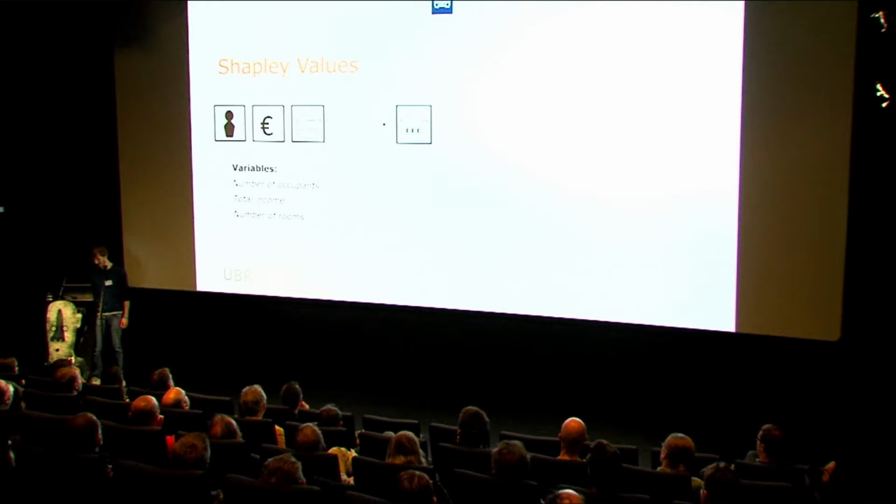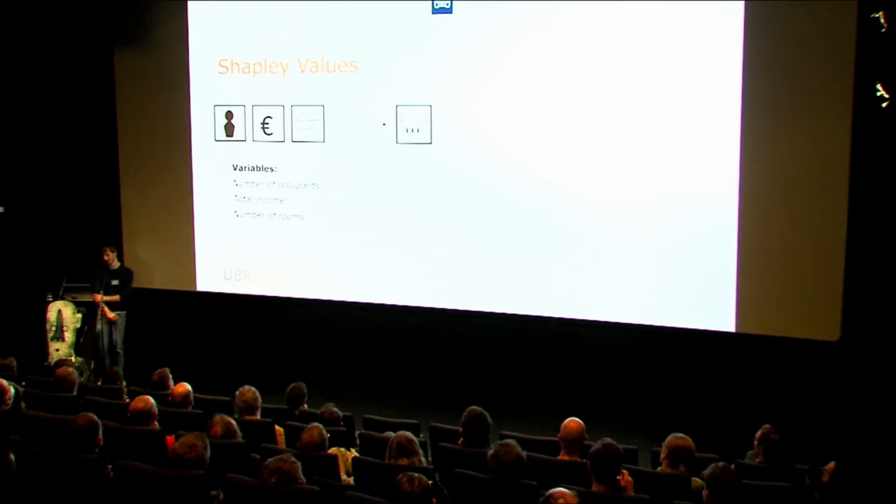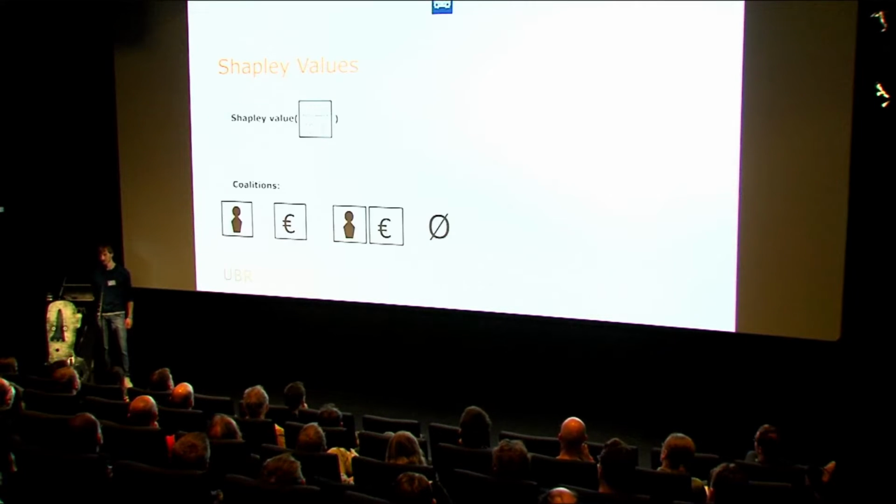Maybe this will become a bit clearer with an example. Say we have a simple model with just 3 predictive variables from the previous set: the number of occupants of a house, the total income, and the number of rooms in a house, and we want to predict the average price of the house. Then we can calculate the Shapley value of the number of rooms, let's say 6 in an example house. We want to know what that means for the final prediction of the house value.